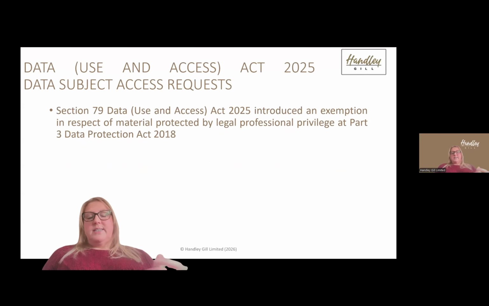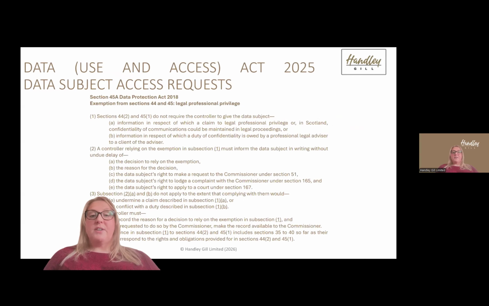So, as I say, Section 79 introduces an exemption in respect of material protected by legal professional privilege for the purposes of Part 3 of the 2018 Act. That's done by introducing a new Section 45A.